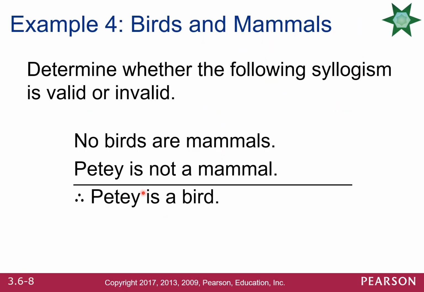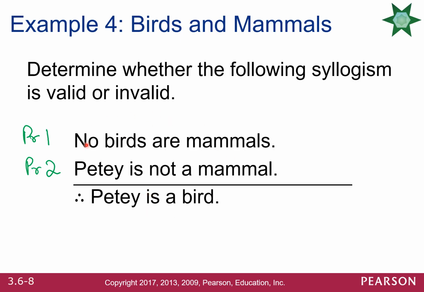Let's look at a second example now. It says here, no birds are mammals. That's the first premise, right? Premise 1. And then we have premise 2 saying PT is not a mammal. So that's premise 2. And then the argument says, therefore, PT is a bird. Again, we are going to use Euler diagrams to come up with a decision.